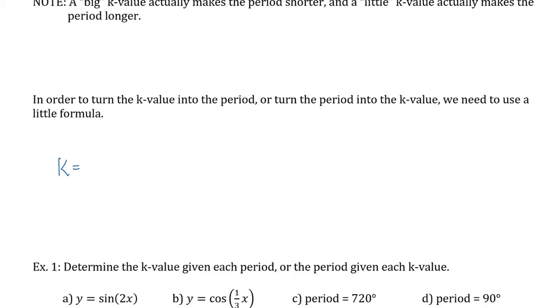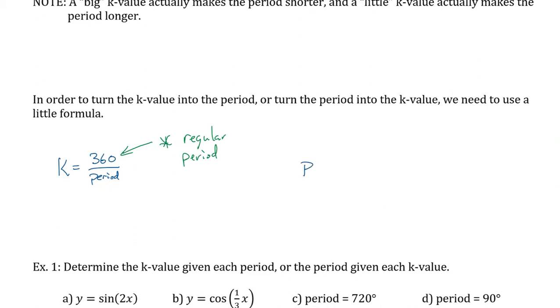So the formula is, it's not like the quadratic formula. It's not very long. It's not like the cosine law. It's 360 divided by the period. Why 360? What do you think? Yeah, exactly right. That's the normal period length, right? That's the regular period for sine and cosine.